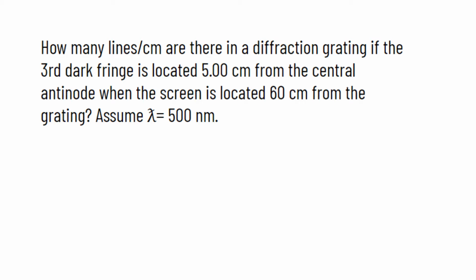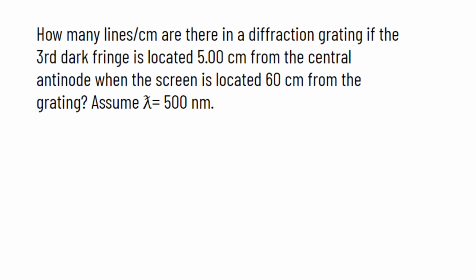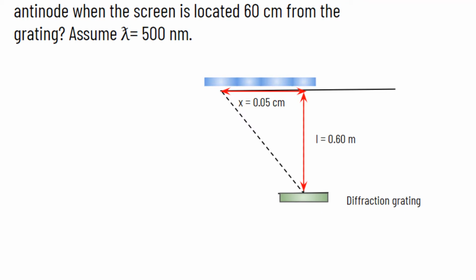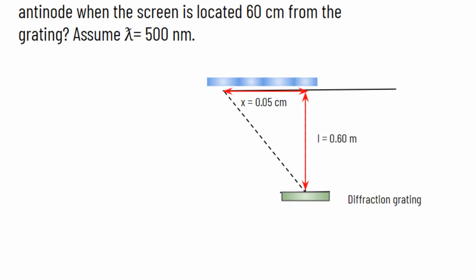So let's write down what we know. We know that the third dark fringe is located 5 centimeters from the central antinode. Now let's not get confused here. They have said dark fringe, and dark fringes occur between antinodes. So if we look at the diagram here, the third dark fringe is actually located between the second and third antinode, which means the value for n in this example is 2.5.